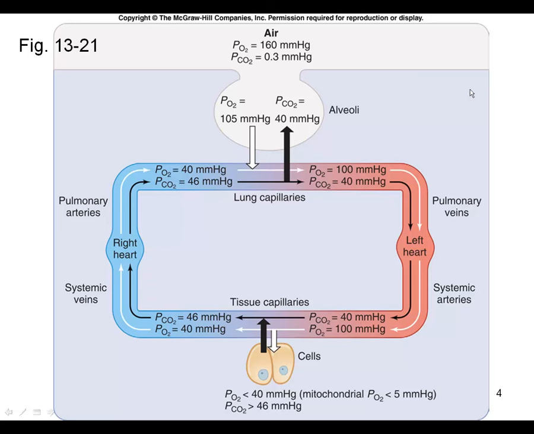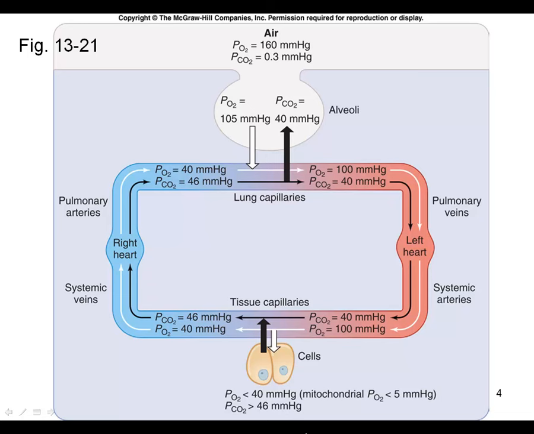So the arterial blood goes back to the left heart, is pumped out to the systemic arteries, and then comes in contact with the tissue capillaries. The oxygen level in the cells is low, so oxygen diffuses out of the blood into the cells to support metabolism. Eventually that oxygen has to go into the mitochondria, has to be the final electron acceptor in oxidative phosphorylation. We need a certain level in the mitochondria so that aerobic metabolism can take place. And with a breakdown of glucose and other carbon substrates, we produce CO2. The cells produce that CO2.